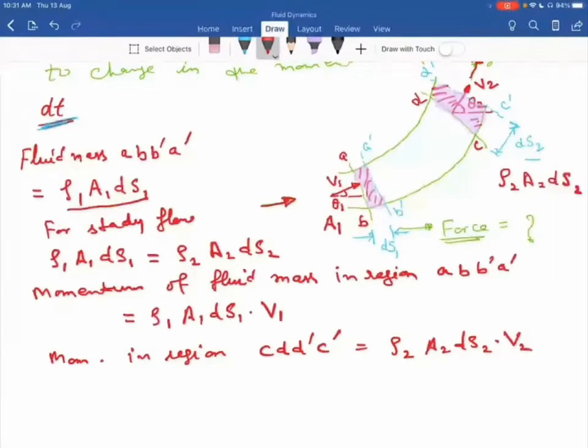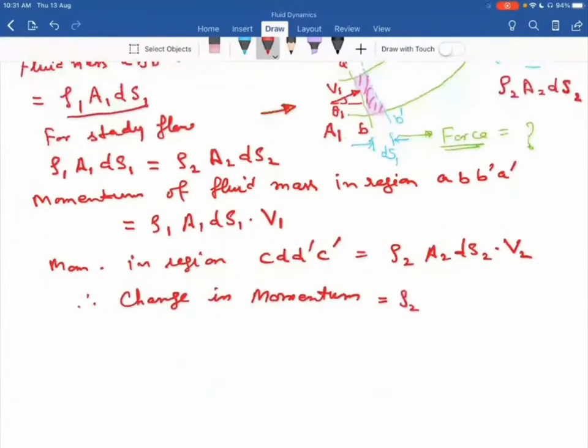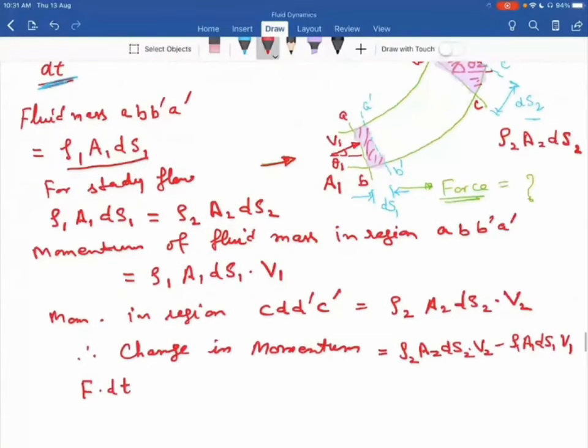Now I write the change in momentum. The change in momentum is the momentum of the leaving mass minus the momentum of the entering mass. So I write it as rho2 A2 ds2 into v2 minus rho1 A1 ds1 into v1. This is the change in momentum. Now, according to the impulse momentum equation, the change in momentum is equal to the impulse F into dt, the impulse on the fluid which is in this area.